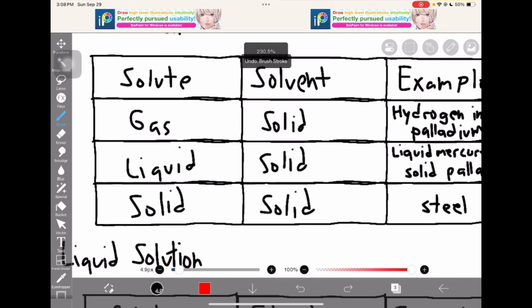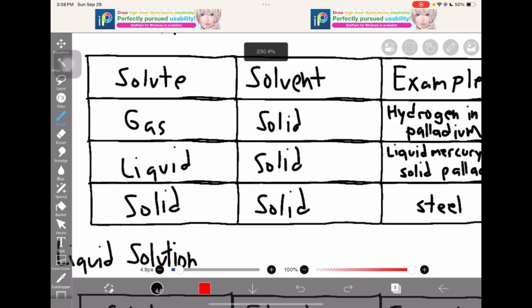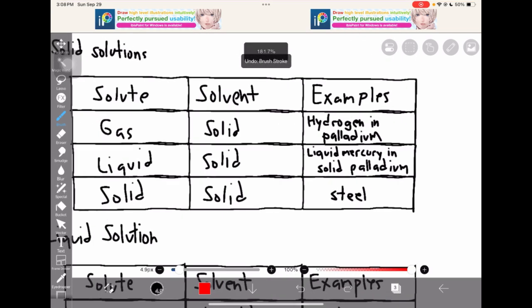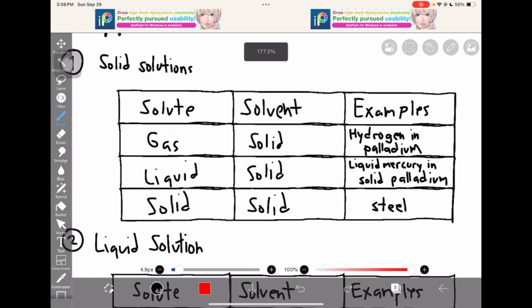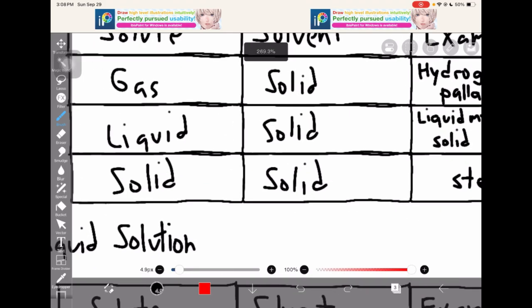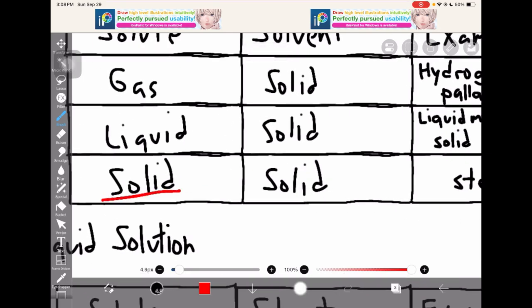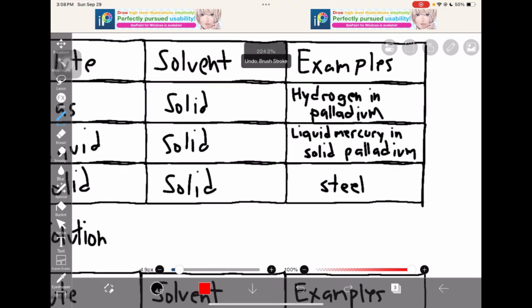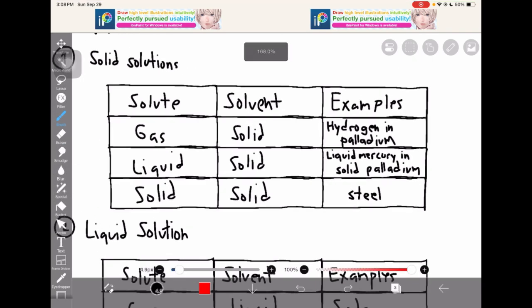Same thing here, with a liquid solute and a solid solvent. We have liquid mercury, because it's probably liquid at room temperature, and solid palladium. That's just going to be a solid solution because the liquid mercury is in a negligible or small amount only. And the best example for a solid solute and a solid solvent is steel, because steel isn't an element in the periodic table. It's actually a fusion of a lot of other elements. That's why it's technically a solution.